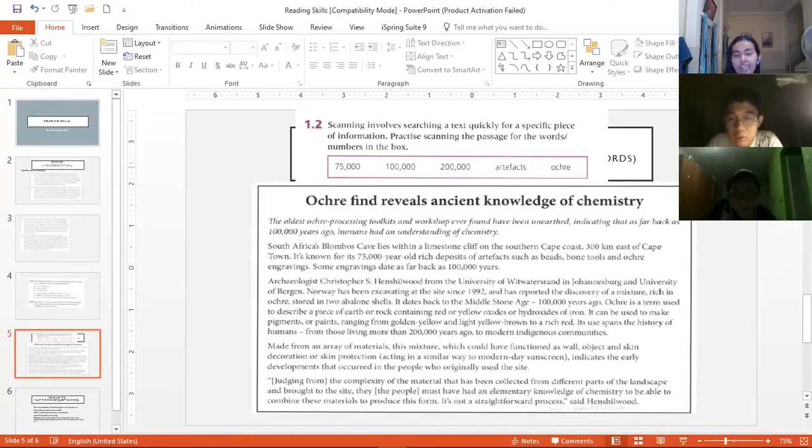Okay, so you see the word "its" in front of 75,000. What does "its" here refer to? We learned in the first unit pronoun reference. What do you think it's referring to? "It's known for its 75,000-year-old rich deposits of artifacts." So not pronouns, possessive adjective: what is it referring to?